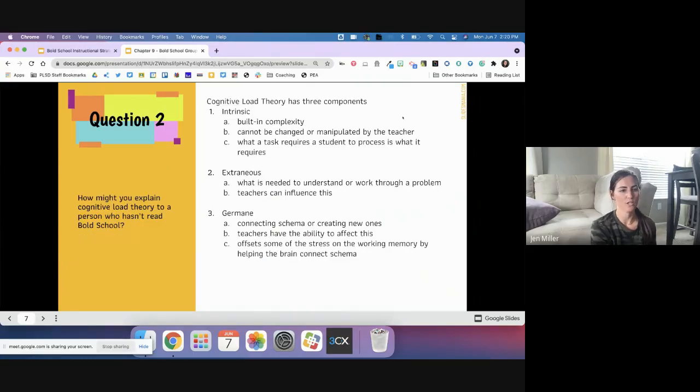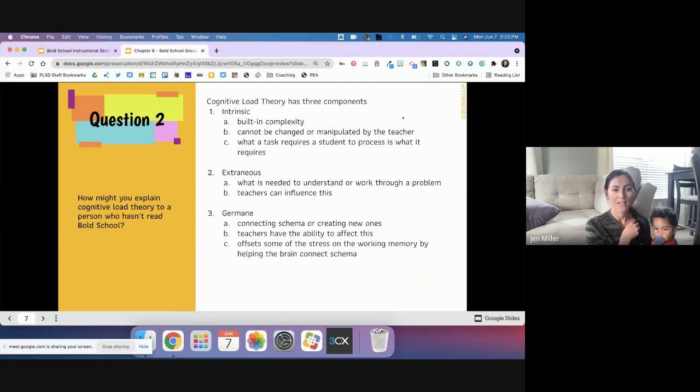The second question was how you might explain cognitive load theory to a person who hasn't read Bold School. So there are 3 components. The first one is intrinsic. The teacher cannot change this. Whatever the task requires the student to do is what it is requiring. There are no adaptations to it.